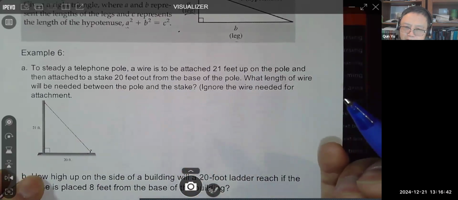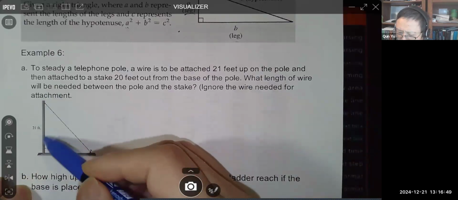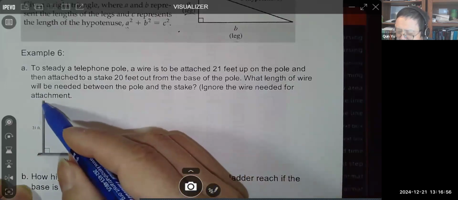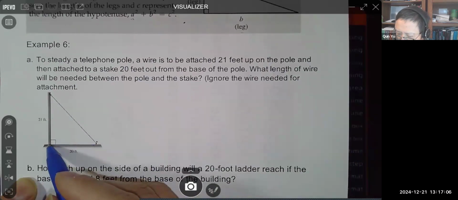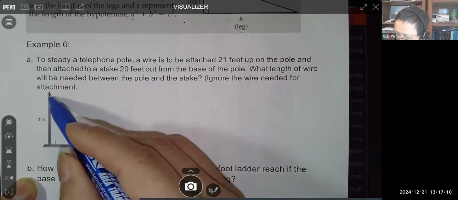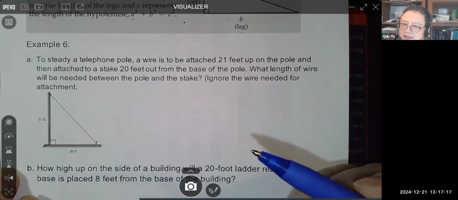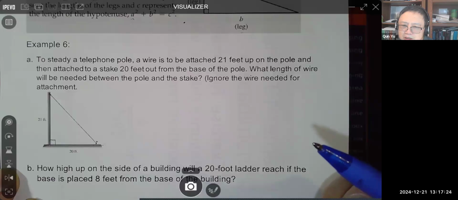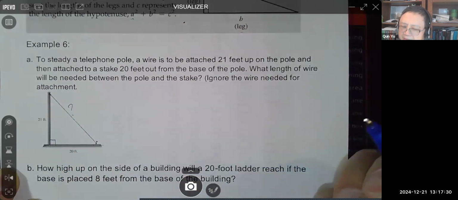To steady a telephone pole, a wire is to be attached 21 feet up on the pole. So that's here, 21 feet tall for the height of this wire. And then attached to a stake 20 feet out from the base of the pole. So 20 feet out on the base of the pole. So apparently this is a right triangle, right? We are given these two legs. Then the question is, what length of wire will be needed between the pole and the stake? So they ask us for the length of the hypotenuse.